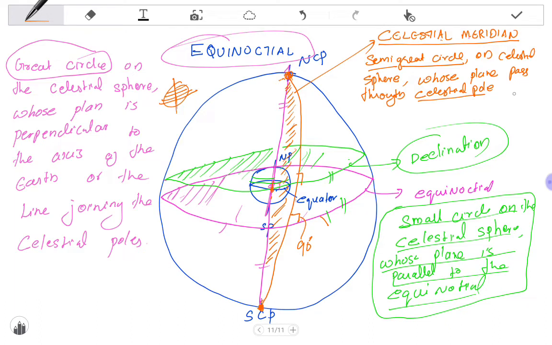So it is perpendicular to the equinoctial and declination circles. So this is our celestial meridian. In this page we covered the equinoctial, declination circles and the celestial meridian.